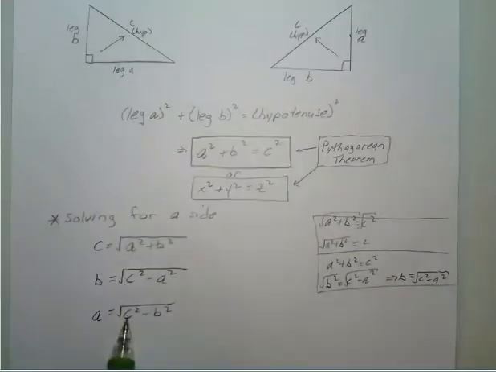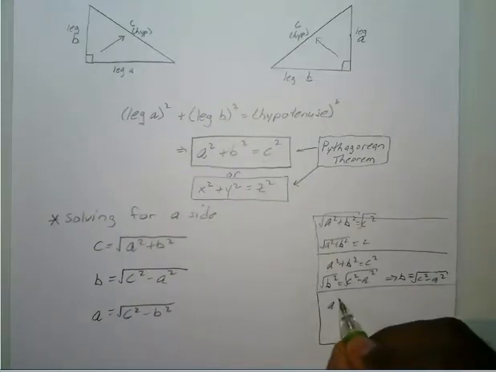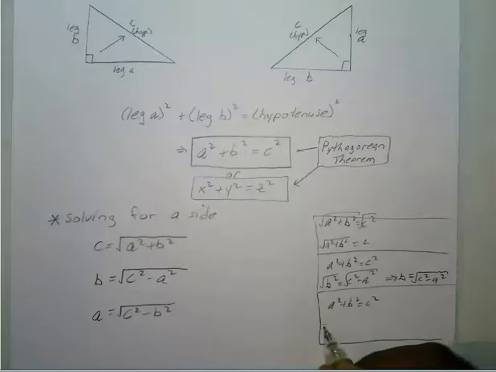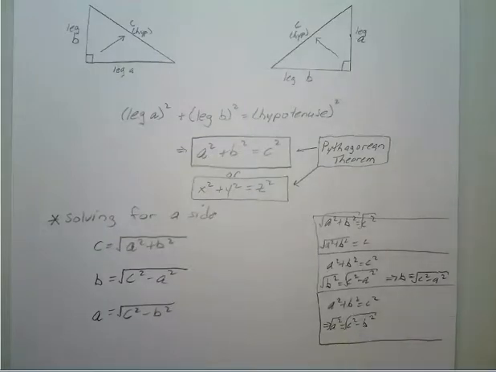The same thing if you wanted to solve for side A. If you start off with your A squared plus B squared equals C squared, and you want to solve for side A, you subtract B squared from both sides. So you have A squared equals C squared minus B squared. Then you square root both sides. The square root of A squared is just A. So A is equal to the square root of C squared minus B squared. Okay, so that's how you would find any of the missing sides.